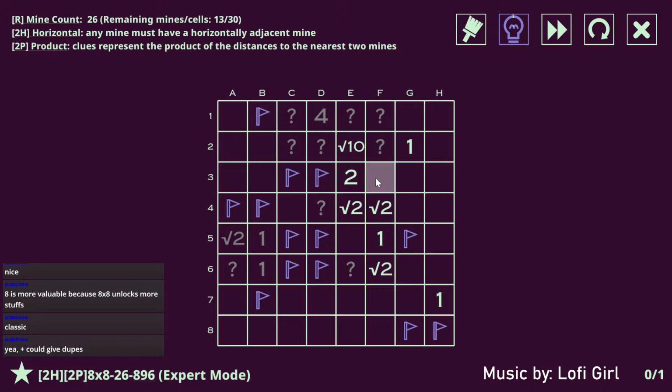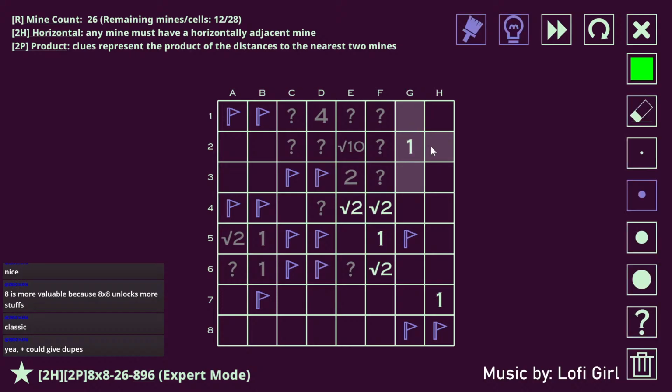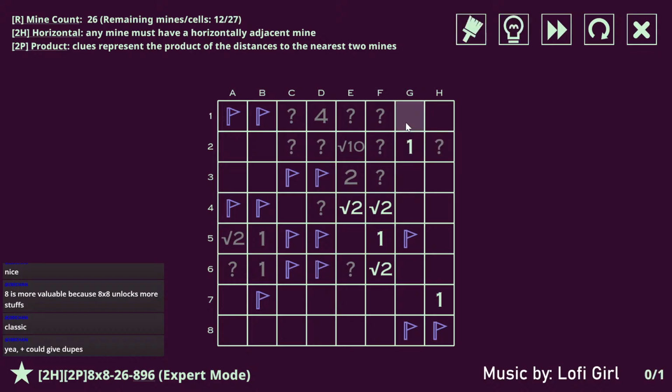Okay, sure. Okay, this one means that, well, this can't be a mine firstly, just by horizontal. These are both mines therefore, which must grow. This root 2 must have this be a mine. This must have this be a mine, which must grow. This must grow. Oh, 4 mines remaining, huh?